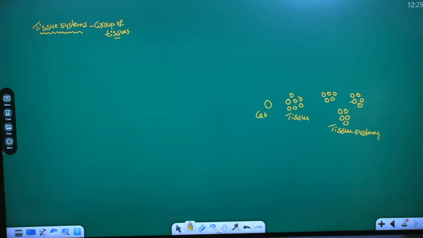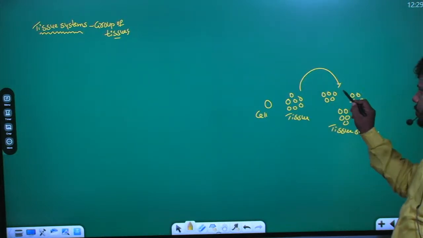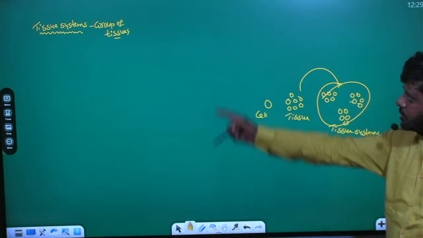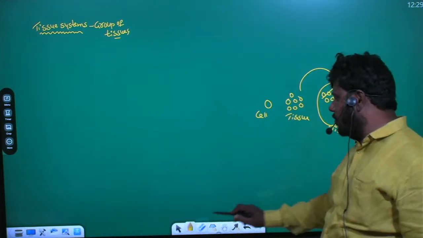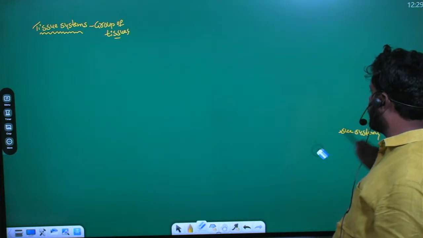What is a cell? The structural and functional unit of life is called a cell. A group of cells is called a tissue. A group of tissues is called a tissue system. The tissue systems are what we are going to discuss here, in the case of plants.